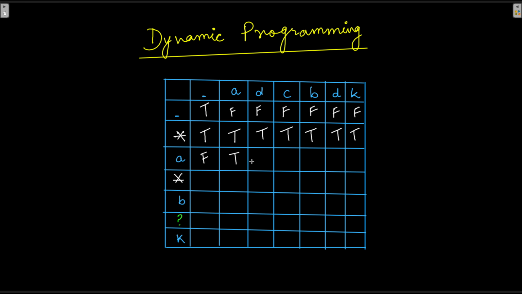Then A against D, it is not a match. If it is not a match, we write F. A against C, not a match, F. A against B, not a match, F. F. And then finally F again.